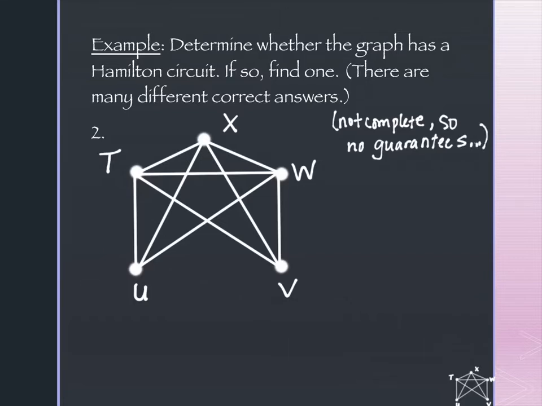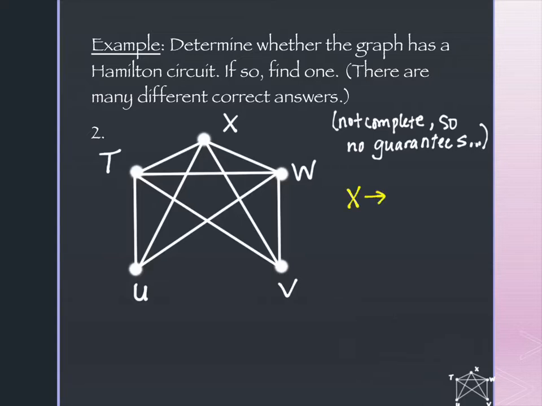It's not complete, so there are no guarantees. So what we do is we simply attempt to find one. We get to pick where we start as well. I'm going to choose to start at point X so that we're all starting at the same place. So from X, we'll see if we can get this to work for us.